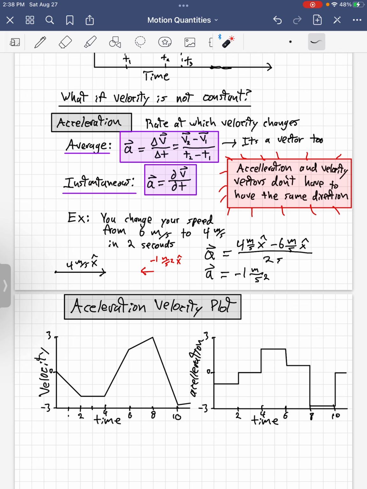All right, so you can see that even though your velocity vector is positive, your acceleration vector is negative, right? Your acceleration and your velocity in this example are moving in opposite directions.